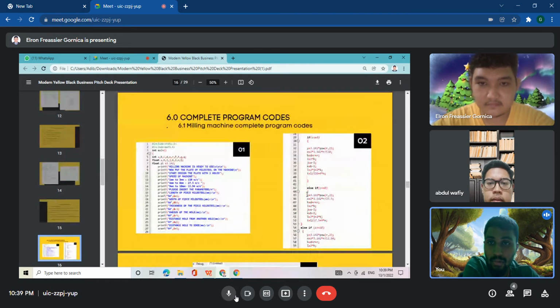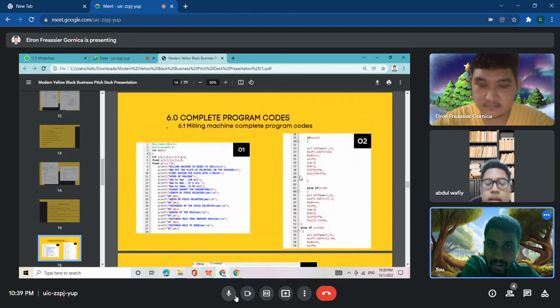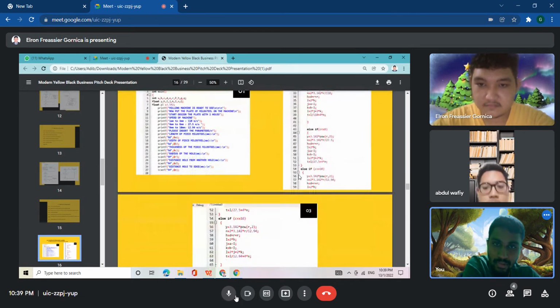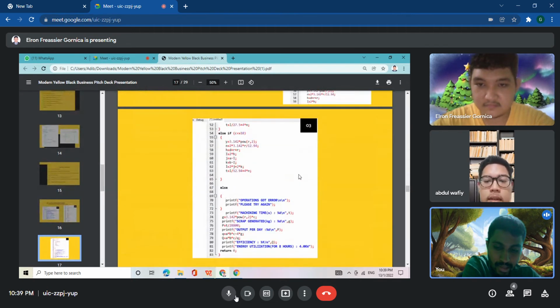Okay, next we go for the programming codes. Here we have the complete programming codes. Let's see our first machine, the milling machine complete programming codes. Here we have three figures for the milling machine complete programming codes. So here we have step 1 until step 7 as I mentioned before.